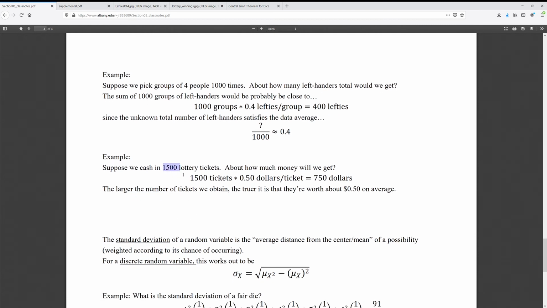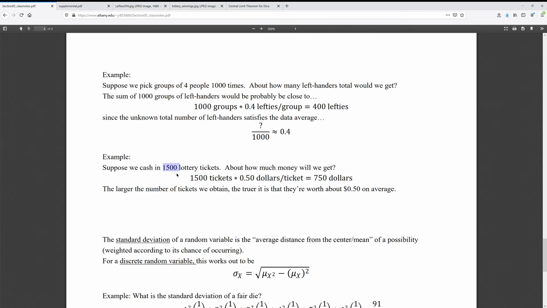Suppose we cash in 1,500 lottery tickets. About how much money will we get? Well, bear in mind, 1,500 lottery tickets is insignificant to what's out there. 5% of millions, 95% of millions. There is no reason in the world they couldn't all be losers, in which case you get a grand total of nothing. There's no reason in the world they couldn't all be winners, in which case you get 1,500 times 10, $15,000. But probably you're not going to get nothing, and probably you're not going to get $15,000. It's going to be somewhere between them.